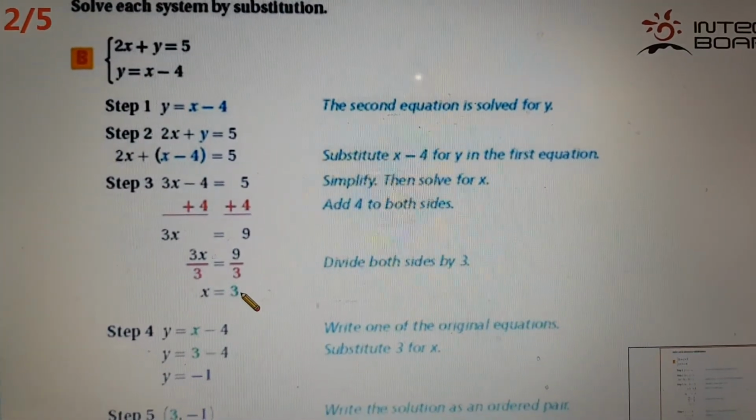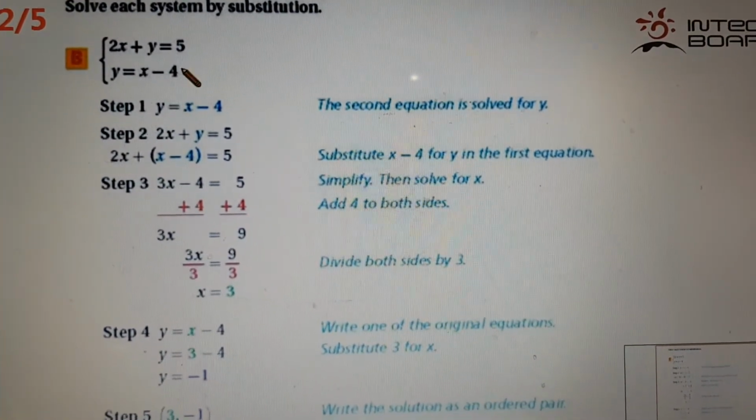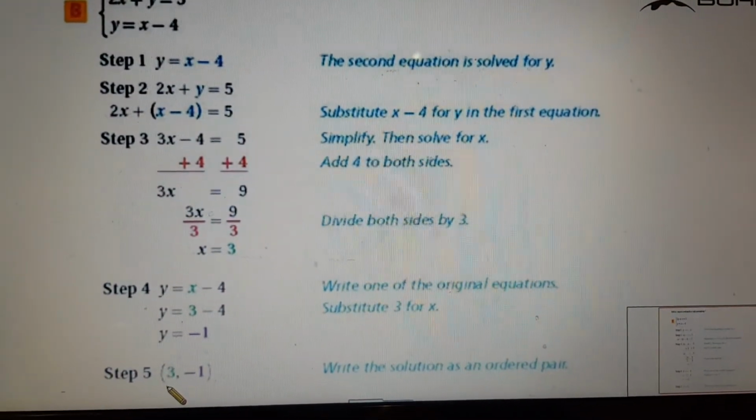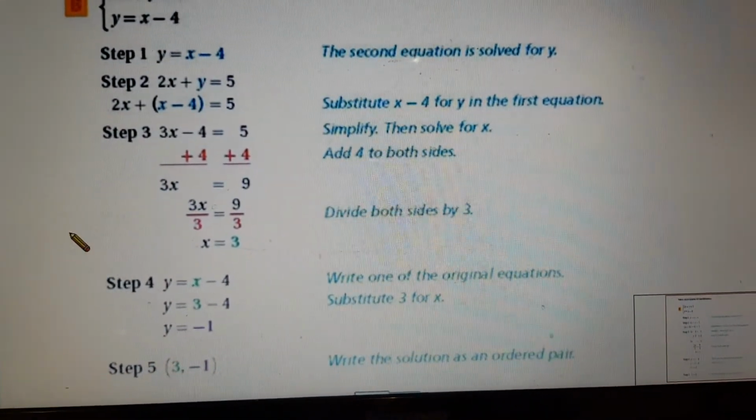After getting x, you should find y in any equation. So your solution will be 3 and negative 1. Put it as an ordered pair.